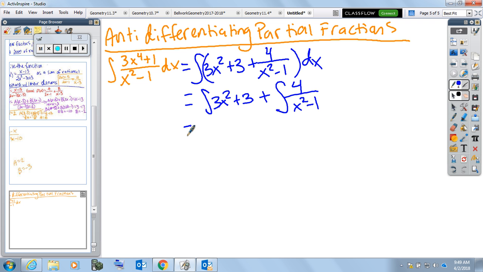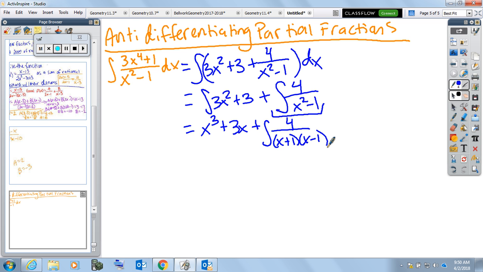Well, this ends up just being x cubed plus 3x. And now here is our partial fraction decomposition. So remember what our goal is. Our goal is to separate this out. Well, we all agree this is the same thing as x plus 1 times x minus 1. Well, there are our two linear factors that we can work with.